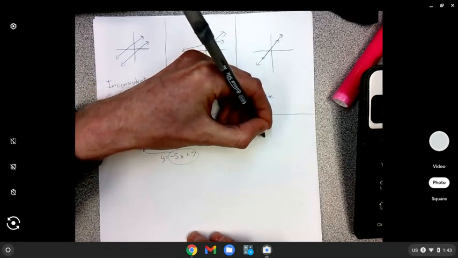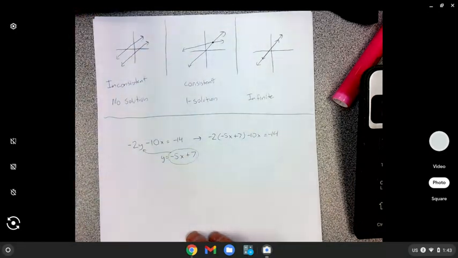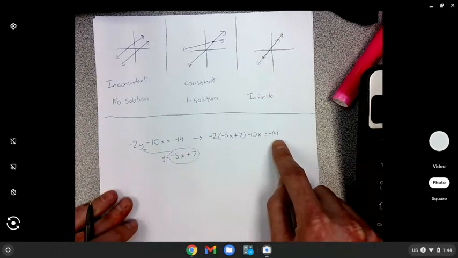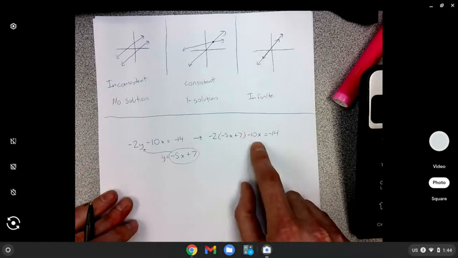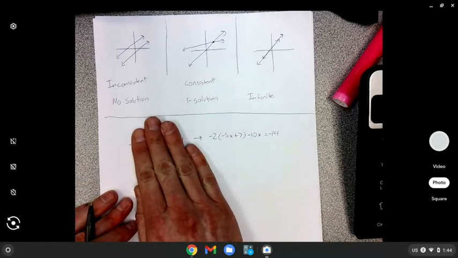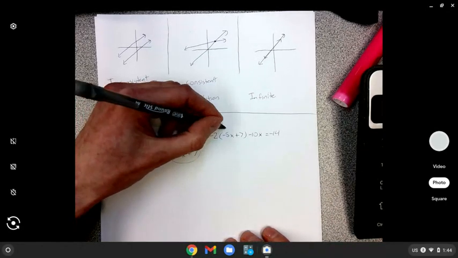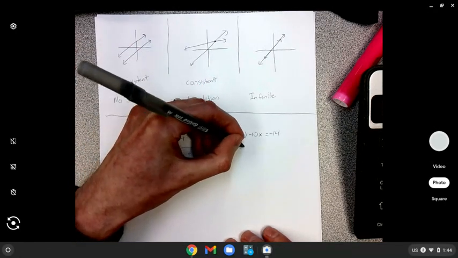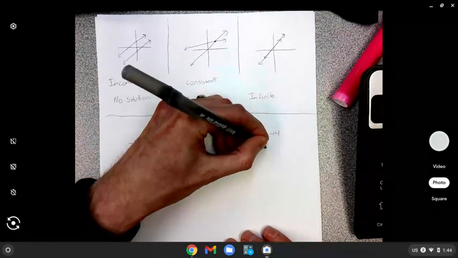Minus 10x equals negative 14. At this point, I'm going to speed up a little bit because now we're solving a multi-step equation. There's only one variable, there's only x, so I don't have to worry about y anymore. I'm done with this for now, and I'm just looking at this equation here. So I'm going to distribute. We get 10x minus 14 minus 10x equals negative 14.